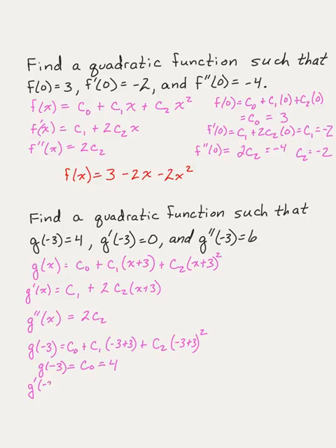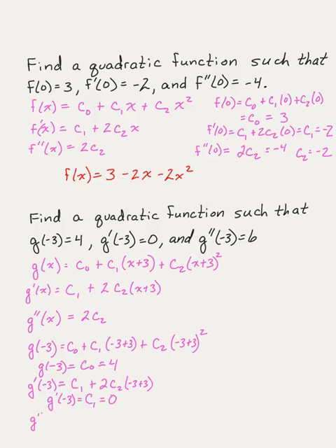G prime of negative 3. We move to the derivative function right here. And that's going to equal c sub 1 plus 2c sub 2 times negative 3 plus 3, which this term is going to go to 0, leaving us with g prime of negative 3 is equal to just c sub 1, and g prime of negative 3 was 0. So therefore, c sub 1 is 0.